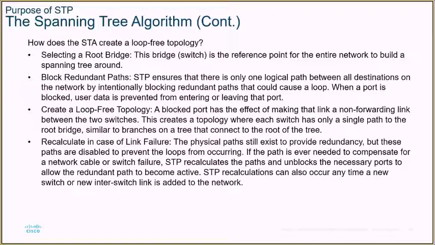Now, of course, they need to recalculate in the case of a link failure. The physical paths still exist to provide redundancy, but these paths are disabled to prevent the loops from occurring. If the path is ever needed to compensate for a network cable or switch failure, STP recalculates the paths and unblocks the necessary ports to allow a redundant path to become active. STP recalculations can also occur anytime a new switch or inter-switch link is added to the network.